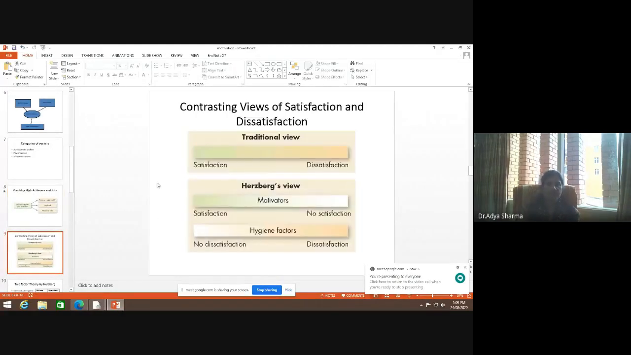Again, this is a very famous theory. Most probably you've done it right from the first semester. It is Herzberg's two-factor theory. And what does it say? I always find it very interesting. It says there is nothing called satisfaction. The opposite of satisfaction is dissatisfaction only in the dictionary books. In reality, it's not like this.